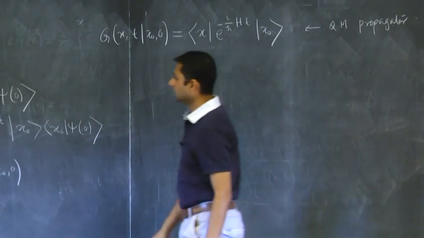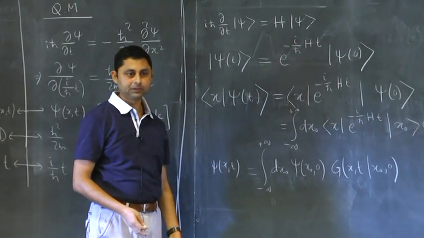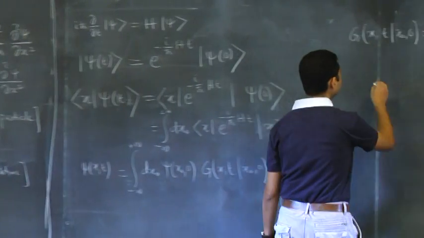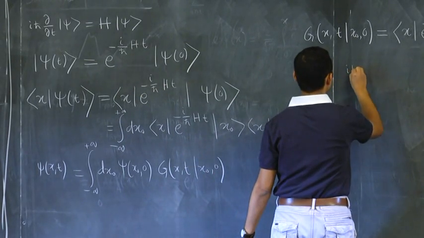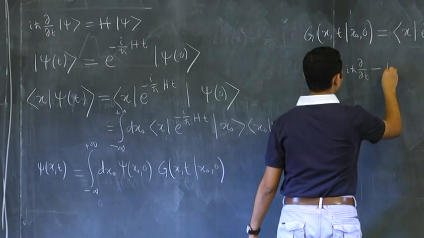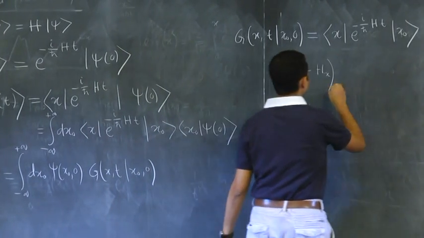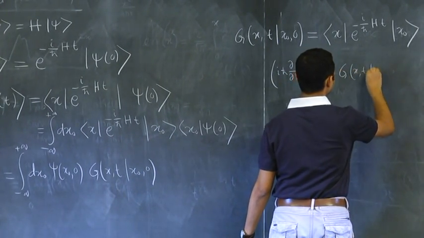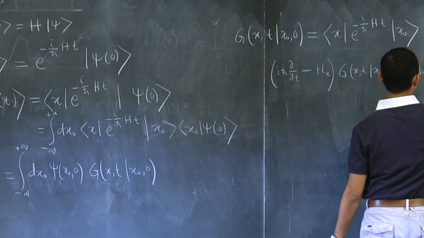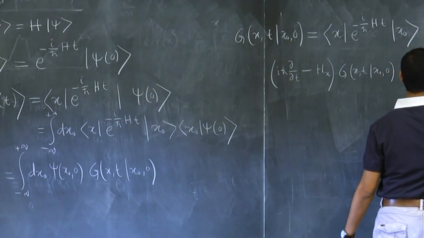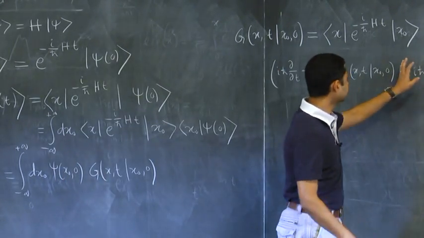And if you want to write it down in the position basis, this propagator satisfies some kind of differential equation. What kind of differential equation does it satisfy? It just satisfies this one: i h cross del by del t minus H in the position basis, acting on this guy G of x t, x 0 0, gives i h cross delta of x minus x 0 delta of t. So, it just says that for all time t greater than 0, this is equal to 0.